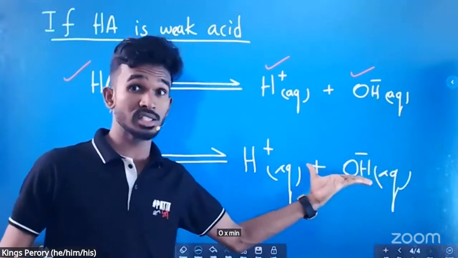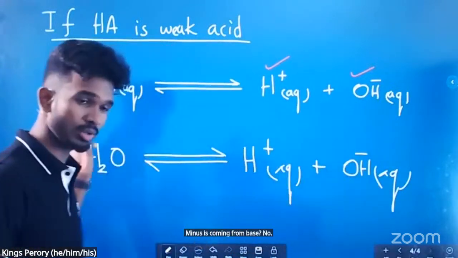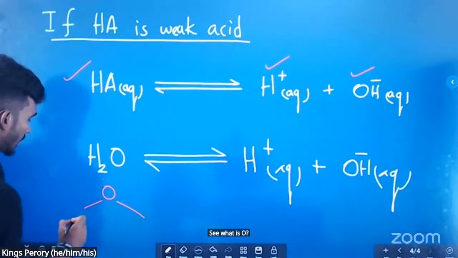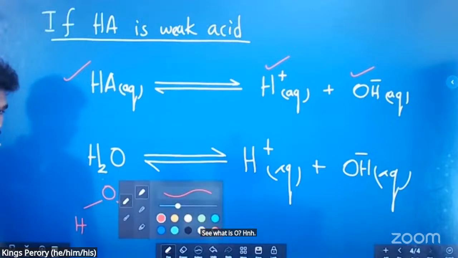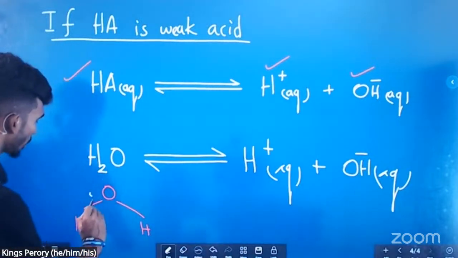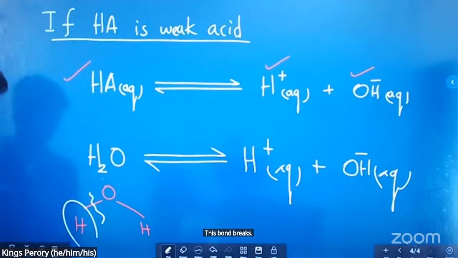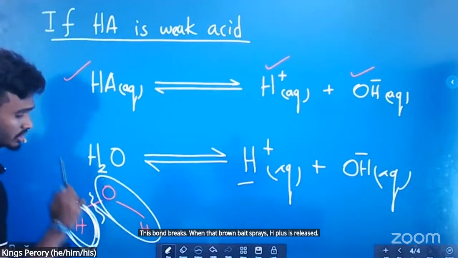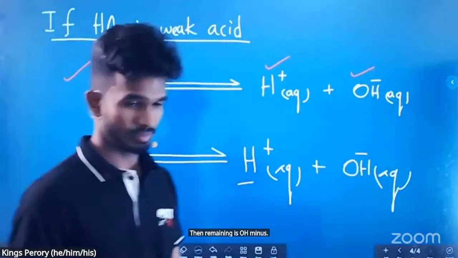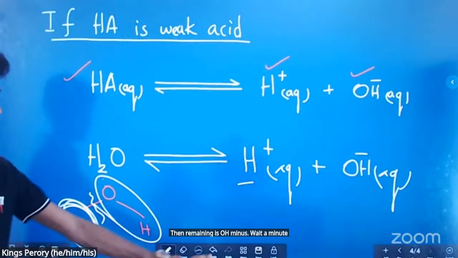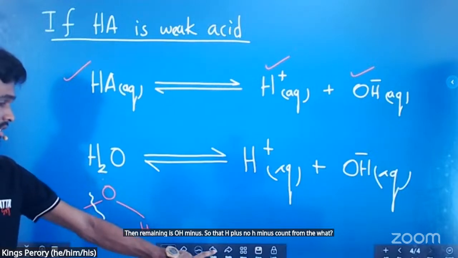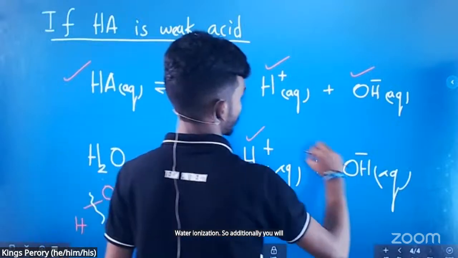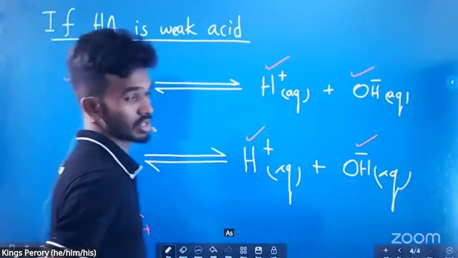Don't think OH minus is coming from a base. No, OH minus is coming from the water. See, water is O, H and H. This bond breaks, and when that bond breaks, H plus is released. Then the remaining is OH minus. So that H plus and OH minus comes from the water. Water ionization. So additionally, you will have H plus, OH minus, as well as undissociated water.